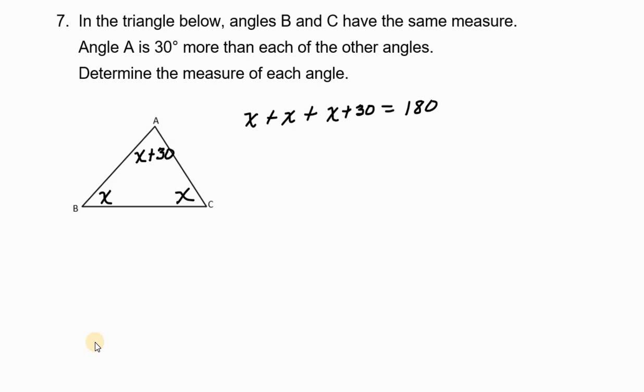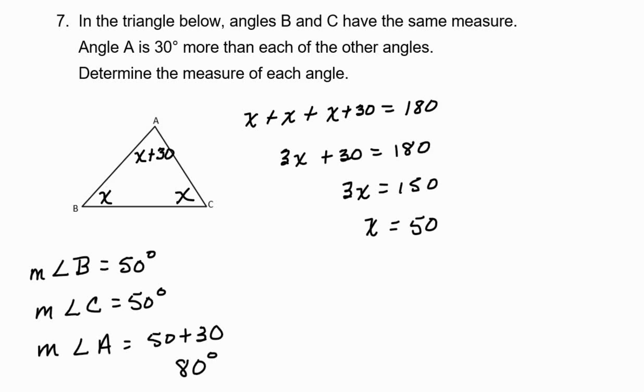So let me give you a minute to pause the video and solve the equation and figure out the angle measures. Okay, so when you solve the equation, you get x to be 50. So angle B is 50 degrees, angle C is 50 degrees, and angle A is 30 more than that, so angle A is 80 degrees.